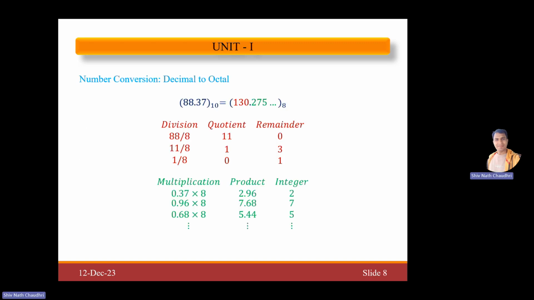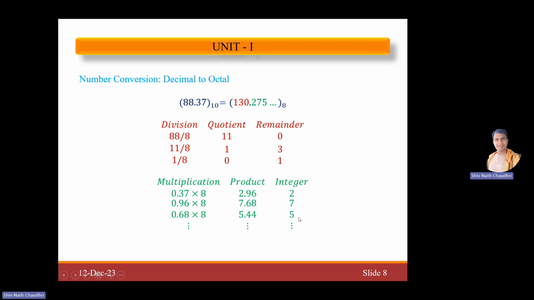I have taken one general example to convert decimal to others. Here we are converting a decimal number into an octal number. While converting 88, the integer part of the number, we follow the division rule. So 88 divided by 8, and every time we have to note the quotient and remainder, and the quotient is again divided by 8. After following this approach, the integer part is converted into 130 and the fractional part into 275.